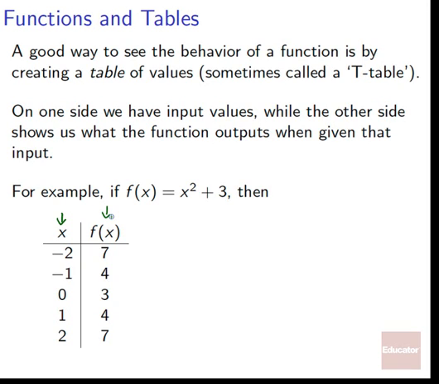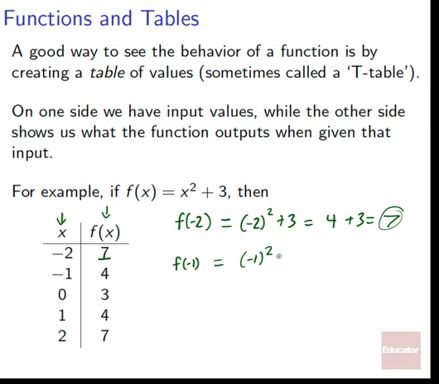So for example, if f of x equals x squared plus 3, then we can spit out a bunch of values for it. So if we want to figure out what happens to f of negative 2, we just follow the normal thing. f of negative 2, so we plug it in, negative 2 squared plus 3, so we get 4 plus 3, we get 7, and that 7 shows up here. If we want to figure out what f of negative 1 is, we do the exact same thing. Negative 1 squared plus 3, 1 plus 3, and 4. And that 4 shows up here, and so on and so forth.